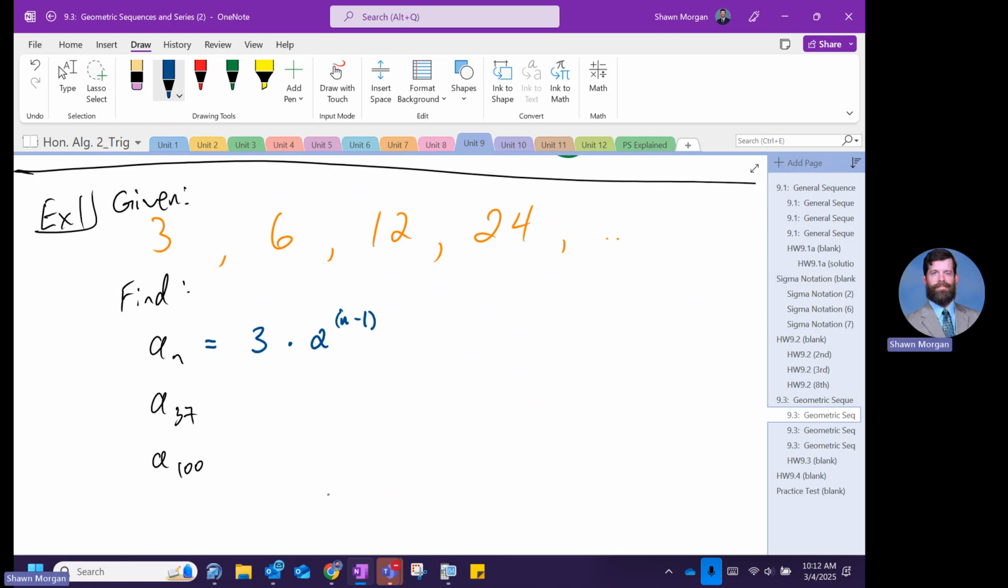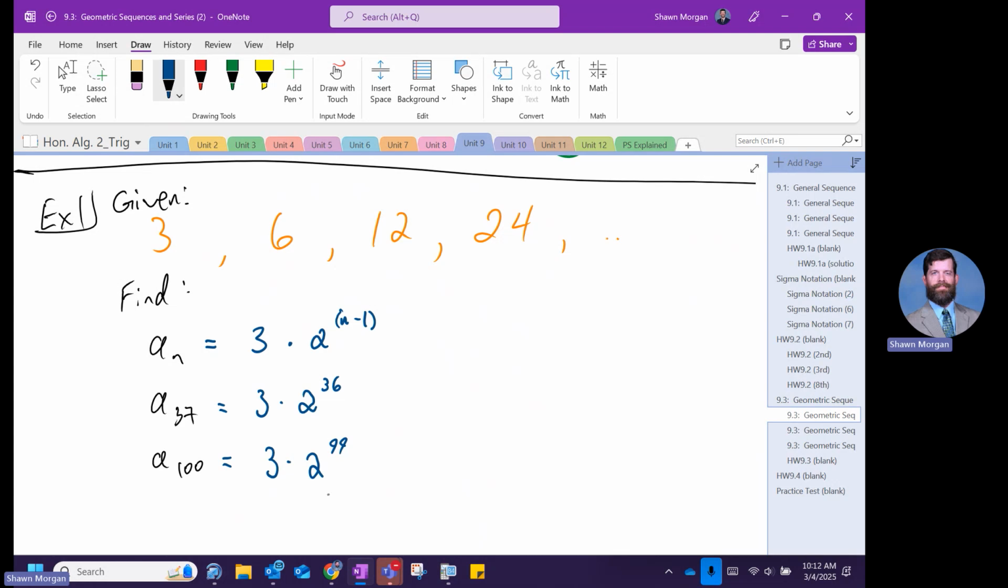Now what I can do is find my 37th term. This is where the calculator comes in handy because I don't know what 2 to the 36th power is. But it's 3 times 2 to the 36th. What would the 100th term be? 3 times 2 to the 99th. Thank you. I'm just writing and not thinking.